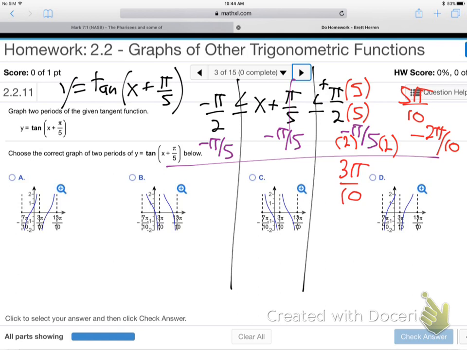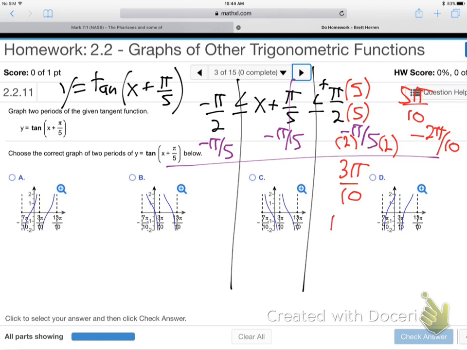Everybody see what happened there? So I subtracted pi over 5, because you always do the opposite of whatever's next to x to get x alone. And then top and bottom by 2 made that minus 2 pi over 10. Top and bottom by 5 made that 5 pi over 10. 5 pi over 10 minus 2 pi over 10 is 3 pi over 10.